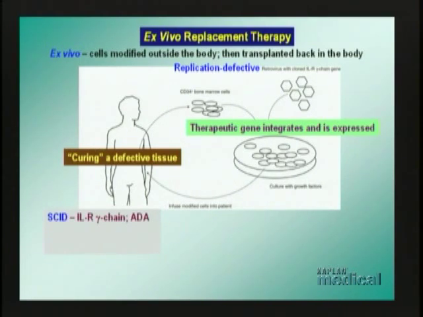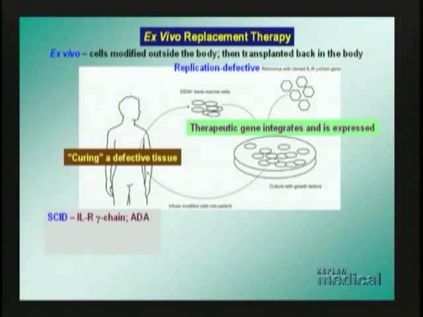Now, this type of technology is being tried for certain diseases such as severe combined immunodeficiency, in which the interleukin receptor gamma chain gene has been mutated, causing SCID, or other situations such as ADA deficiency, where the adenosine deaminase gene has been mutated. So again, normal adenosine deaminase has been cloned. It's been put back into replication defective retroviruses and put back into SCID patients, hoping that the good, normal ADA protein will be made and help by curing a defective tissue.